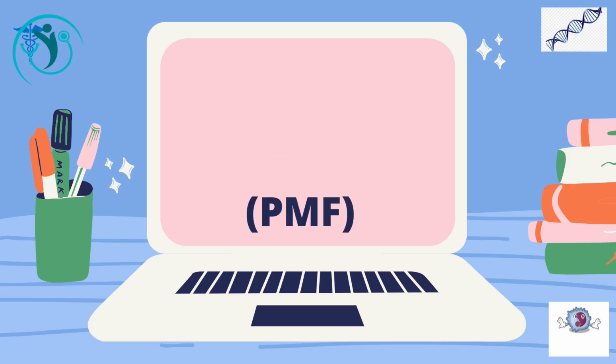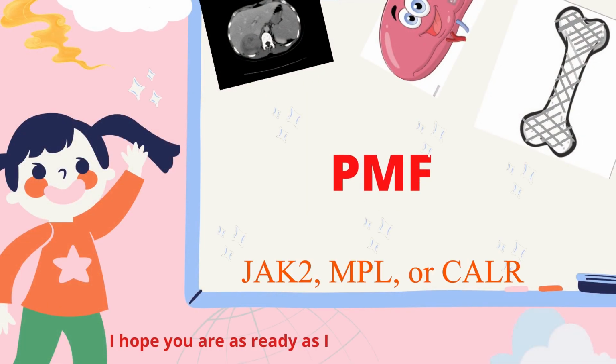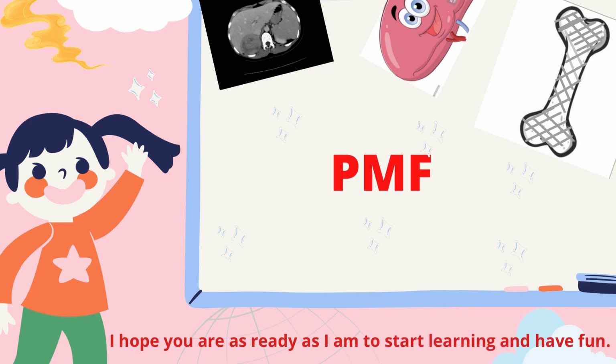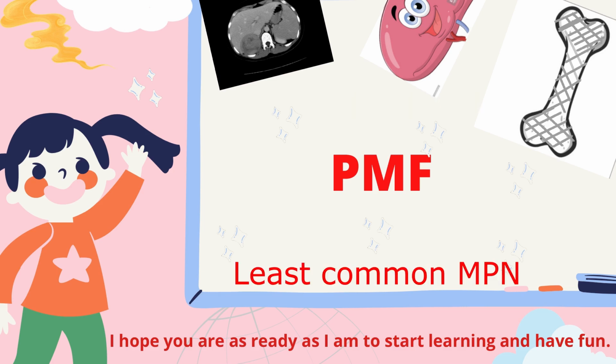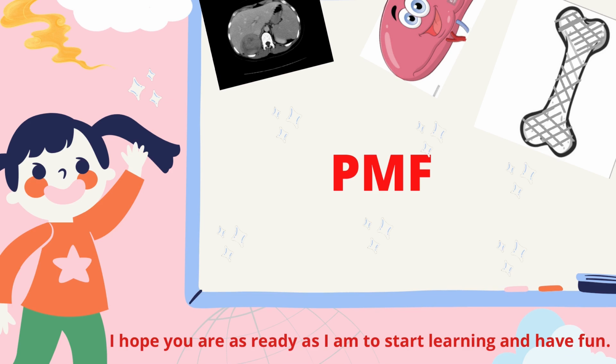Myelofibrosis. It is a clonal hematopoietic stem cell disorder associated with mutations in JAK2, thrombopoietin receptors, or calreticulin, and it is characterized by myelofibrosis, extramedullary hematopoiesis, and splenomegaly. It is the least common of the myeloproliferative neoplasms and primarily affects men in the 6th decade or later. Myelofibrosis can also evolve from other myeloproliferative neoplasms, including polycythemia vera or essential thrombocytosis.